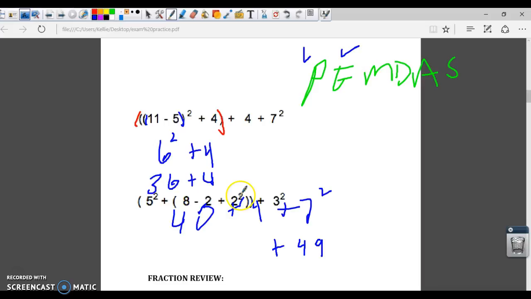Okay. So 7 times 7 is 49 plus 4. Okay. Plus, can't read my writing.